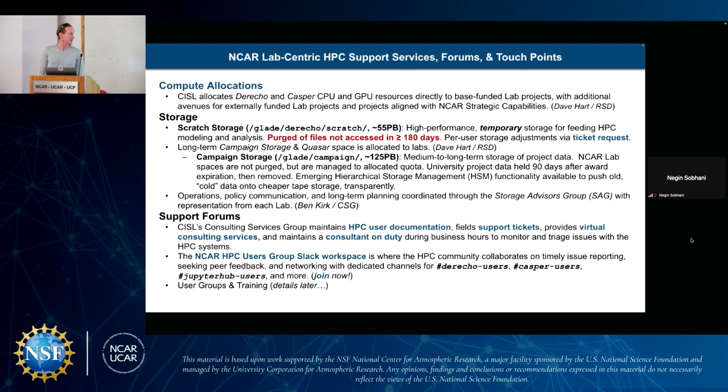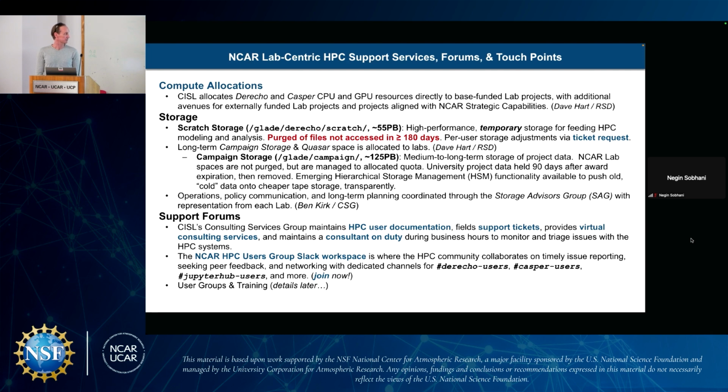Campaign storage, the allocation is a little more complicated. It is allocated to the lab and then allocated down to sub-projects. Because we don't purge lab data, it's required that the lab managers keep a tight handle on where that sits. I think as of a couple weeks ago, RAL had about 15 petabytes of campaign storage data and always continuing to grow. The operations and policy we manage through what we call the Storage Advisory Group, which has lab representatives, including from RAL as well.